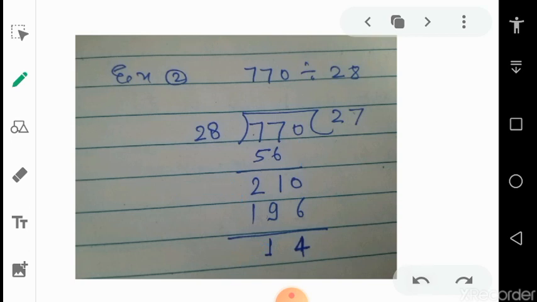Again students, I want to remind you that if this remainder is 0, it means the number is completely divisible, otherwise not. Now which is the quotient here? The quotient is 27. What is the remainder here? Yes, this is the remainder. What are the divisor and dividend? Divisor is 28 and dividend is 770.